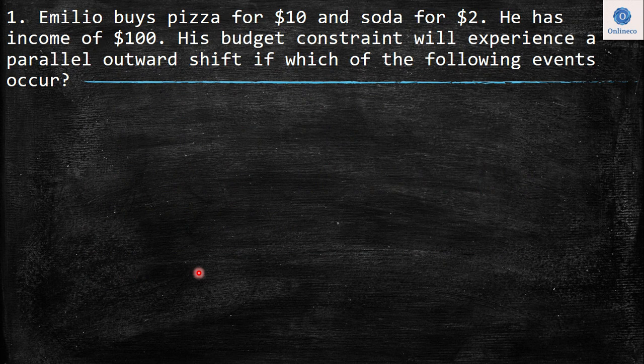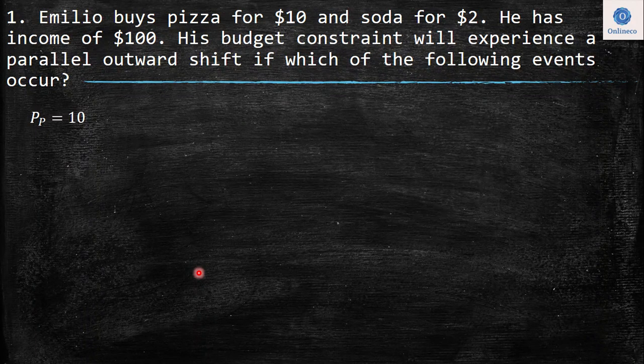So the first question says, Emilio buys pizza for $10 and soda for $2. He has an income of $100. His budget constraint will experience a parallel outward shift if which of the following events occur?